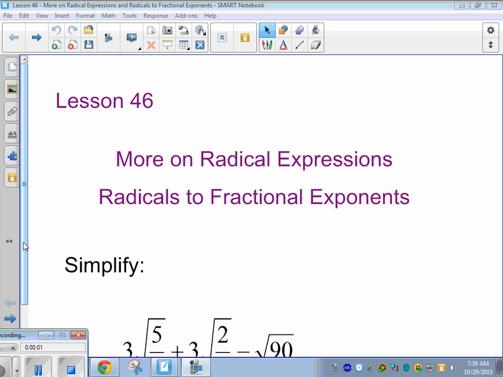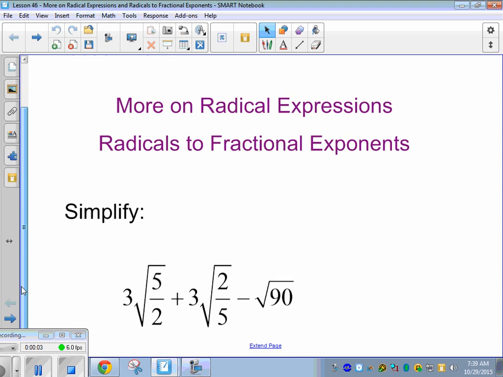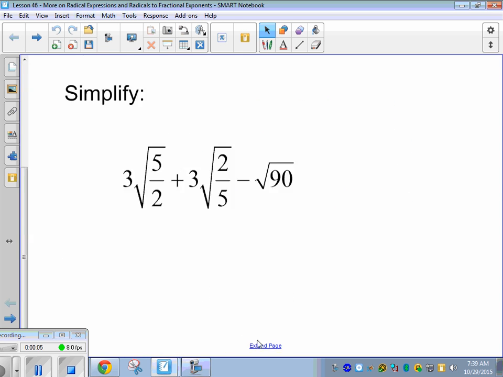Radical expressions and radicals to fractional exponents. So we're going to simplify this. This should look partially familiar, all right? We did just adding these two pieces. Now we're just subtracting or adding one more thing, okay? So we're just going to simplify radicals. We're going to get really good at these.